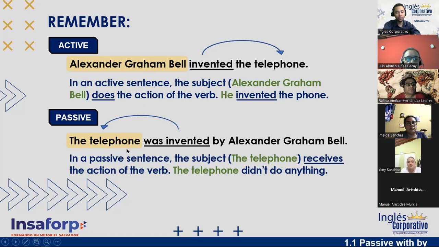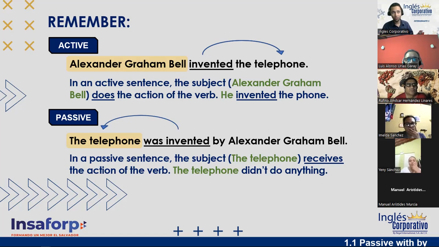But in the passive sentence, it's a bit different. You say the telephone was invented by Alexander Graham Bell. In a passive sentence, the subject, here the telephone, doesn't do the action of the verb. In this case, it receives the action of the verb. The telephone didn't do anything.